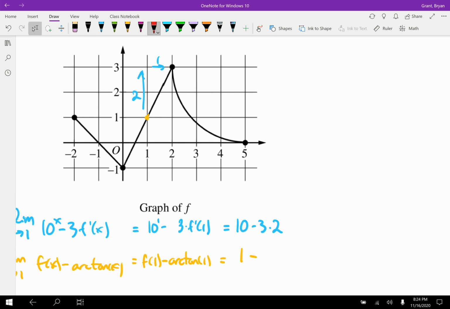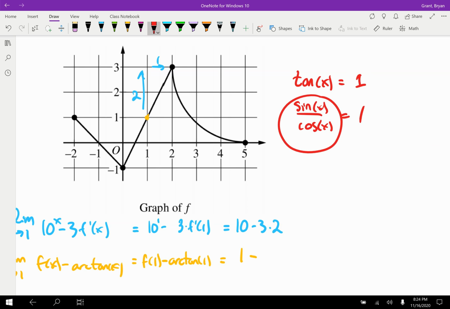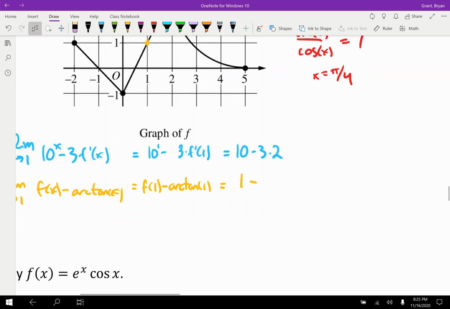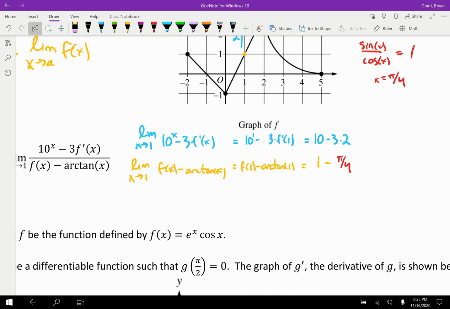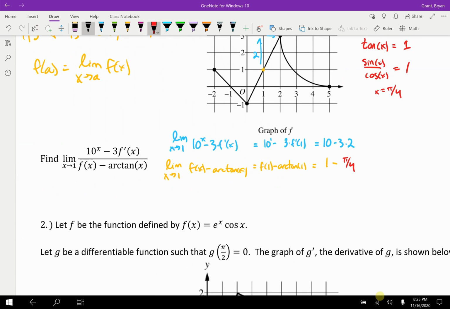OMG, that sounds awful. Well, inverse tangent of 1 is really saying tangent of what equals 1. Right? Well, I like to think of it as sine divided by cosine equals 1. So what they're saying is sine and cosine have to be the same value. And when you divide the same value by itself, you get 1. Where are sine and cosine the same? At pi over 4. So this becomes 1 minus pi over 4. I don't think any of these are 0. I don't think we're going to be using L'Hopital's rule. And you're like, oh no, do I have to erase all this? No, you don't. It's very easy.